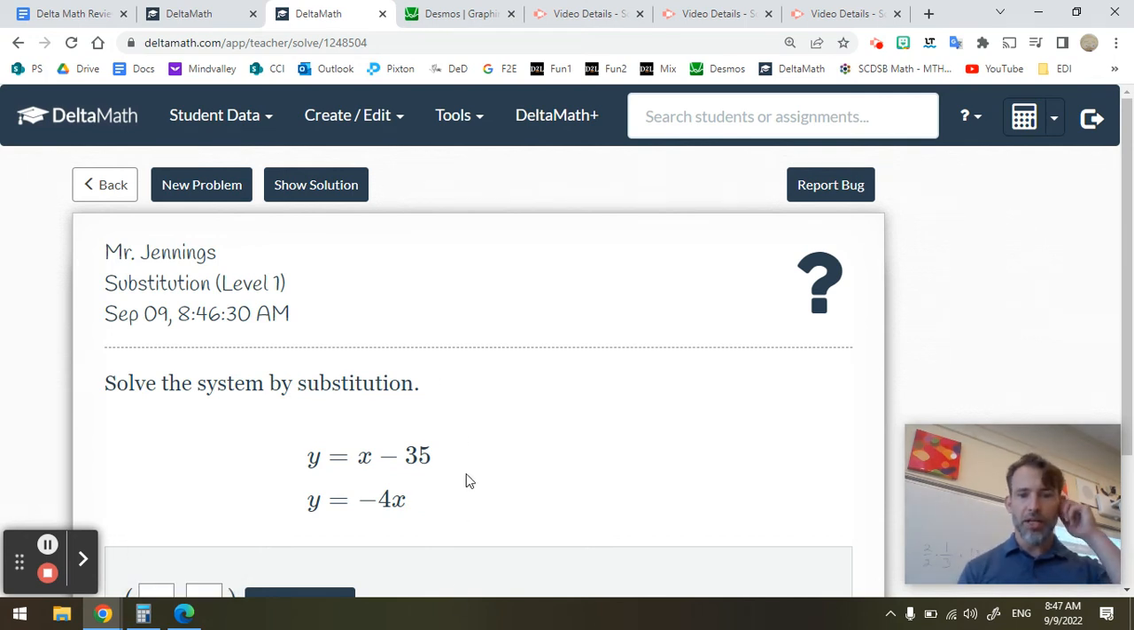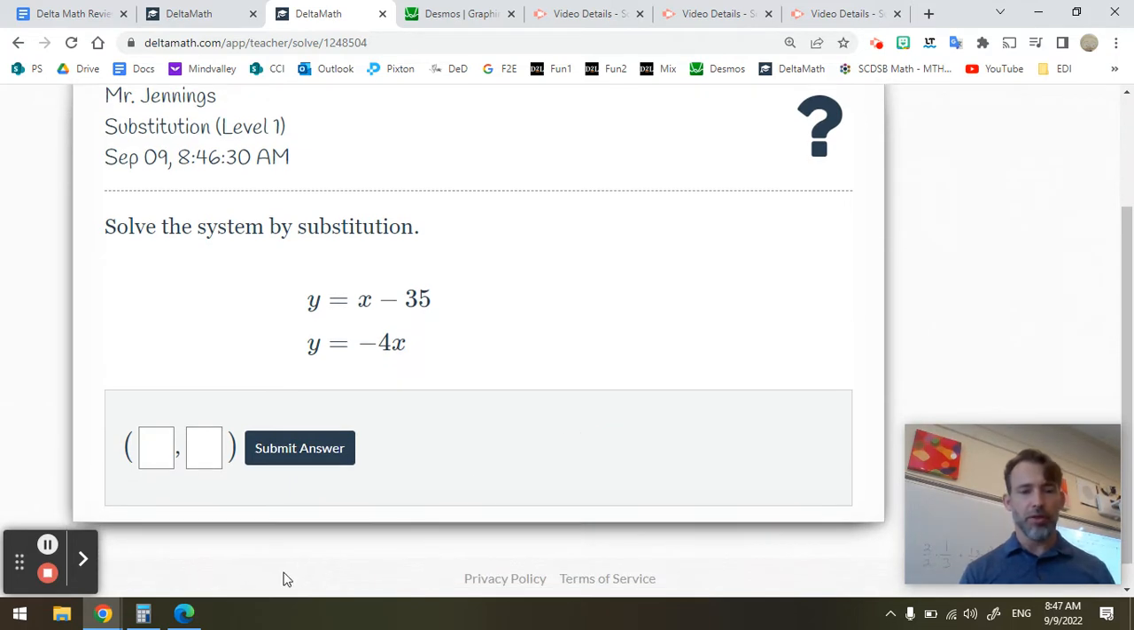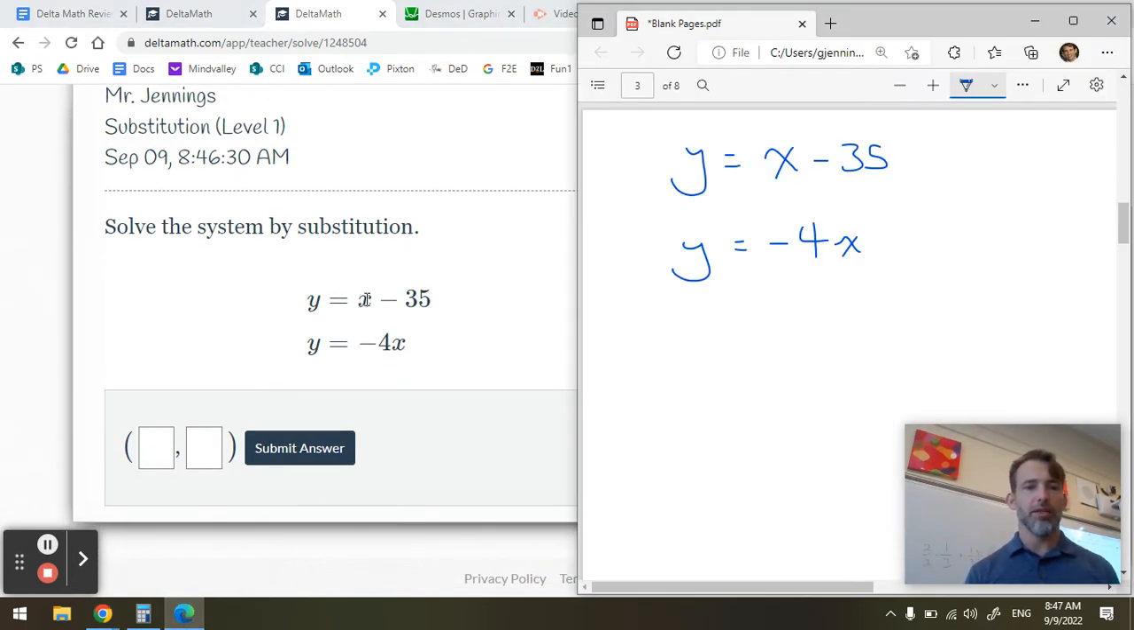So sometimes elimination is not as convenient as simply using substitution. Both are essential toolkits for your algebra toolbox. In this case, if we know that y is equal to x minus 35 and y is also equal to negative 4x, we have a situation where we have, and it's always useful to number your equations, one, two equations, and two unknowns, x and y.